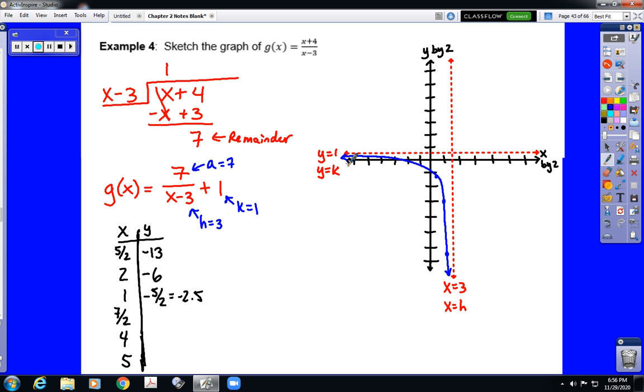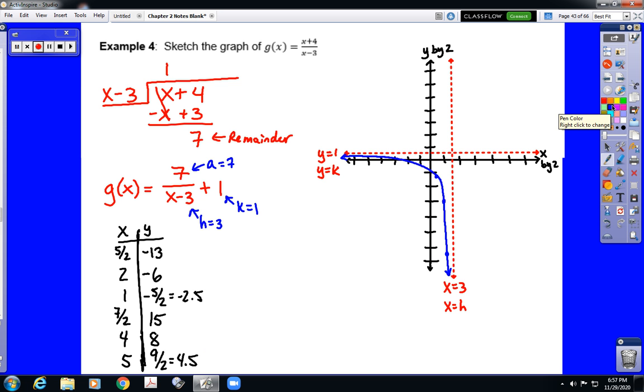Then for the other side there, 7 halves goes into this function. 7 halves minus 3 would be 1 half. So 7 divided by 1 half would be 14, plus 1 would be 15. 4 goes in. 4 minus 3 is 1, so that's 7 over 1, which is 7, plus 1 is 8. 5 goes in. 5 minus 3 is 2, so that's 7 halves plus 1, which would be 9 halves, or 4.5.